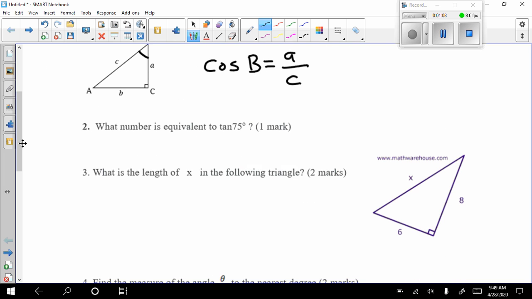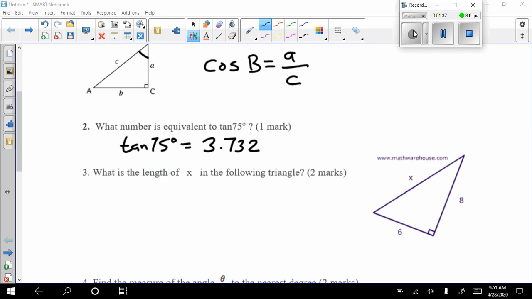Okay, number 2. It says, what number is equivalent to tan 75? Well, if you take your calculator and type in tan 75 and then hit equals, you get 3.732. Make sure you're in the degree mode. Some calculators you have to hit 75 and then tan. Some calculators you do tan and then 75. So just be aware of that. Okay.